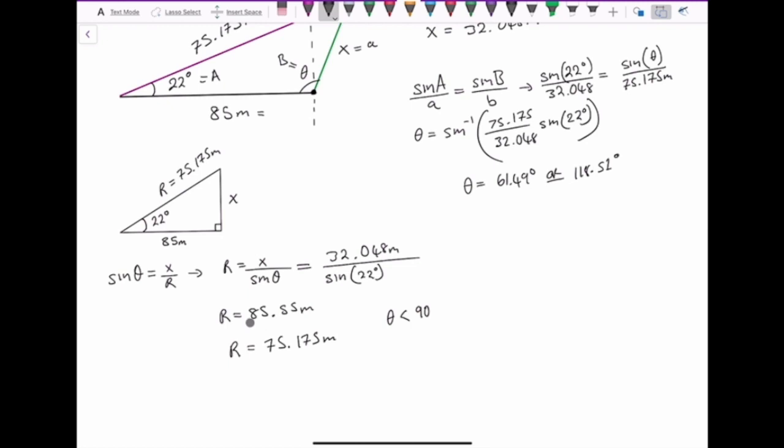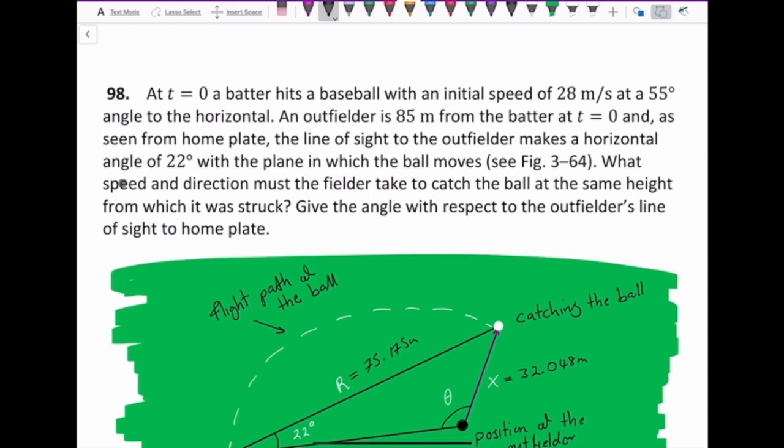From this approximation, we know that in order for the range to be 75, the angle cannot be 90 or greater than 90. So thus, the angle has to be an acute angle. An acute angle is less than 90 degrees. So theta is equal to 61.49 degrees.